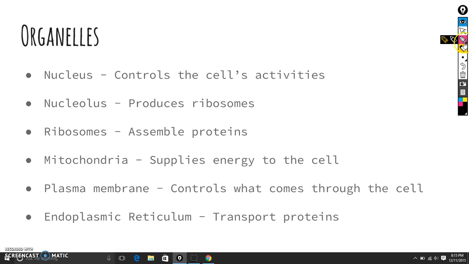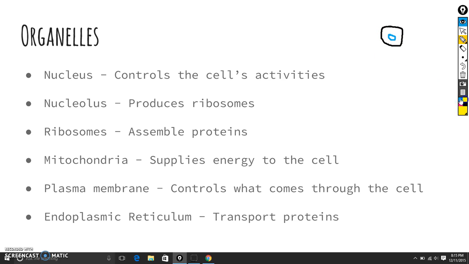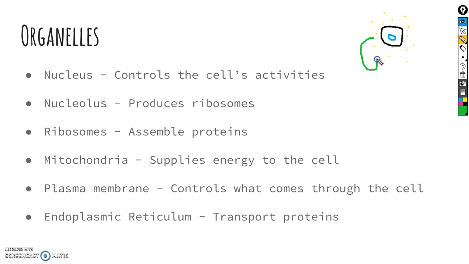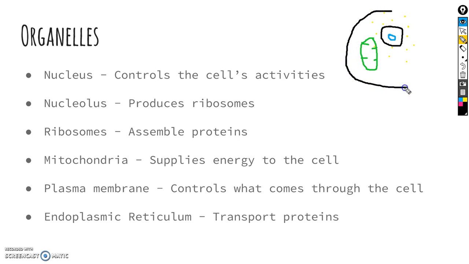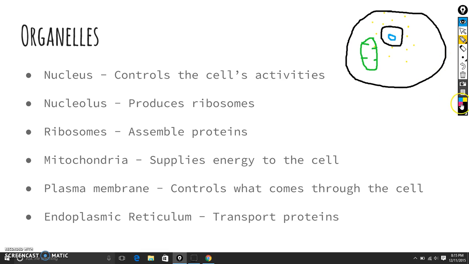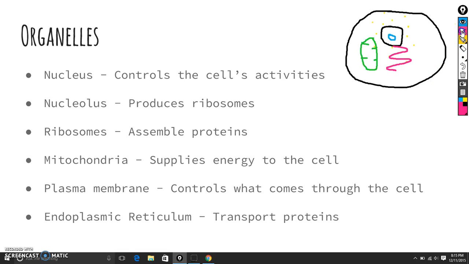Organelles. This includes the nucleus that controls the cell's activity through the DNA it contains. The nucleolus is located inside of the nucleus and produces ribosomes. Ribosomes are free-floating around the cell membrane and are also connected to the ER. They assemble proteins. The mitochondria supplies energy to the cell. The plasma membrane surrounds the cell and controls what comes through the cell through a bilayer of lipids. The endoplasmic reticulum is connected to the nucleus and transports proteins.